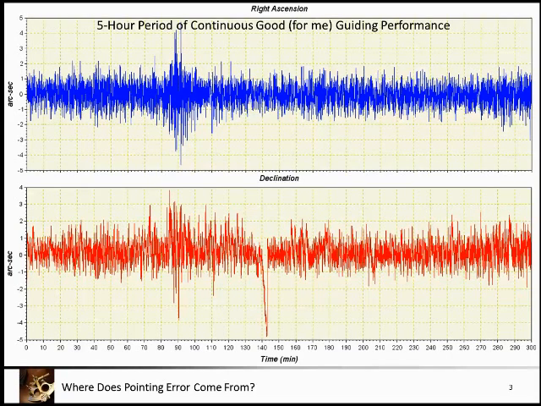It basically looks very similar. This is a 5-hour period of what for me is pretty good guiding performance. A cloud passed over about an hour and a half into the imaging session, but it passed, and the system returned to normal. There was a little excursion on the dec axis that the system did recover from. But for all intents and purposes, the data look very similar and consistent.